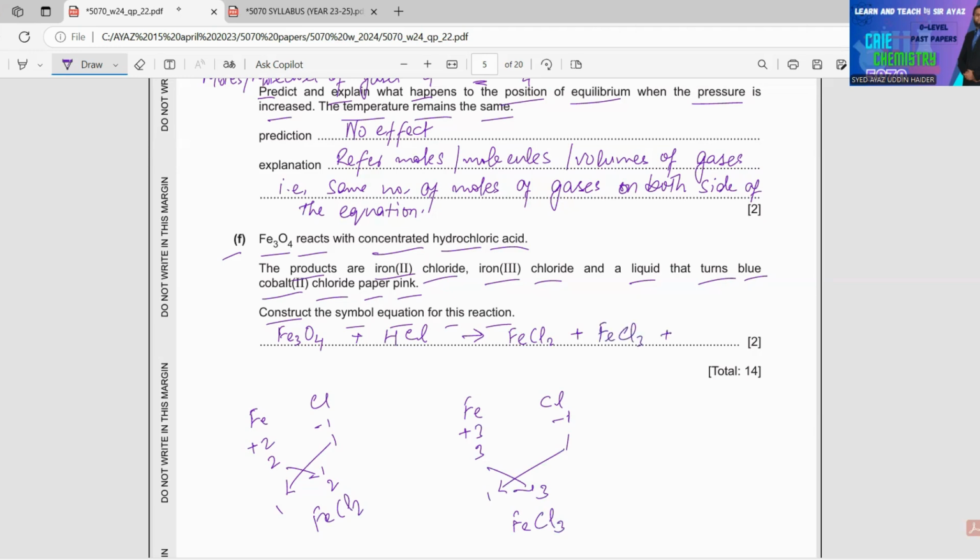And then you are getting a liquid that turns blue cobalt 2 chloride paper pink. It's actually anhydrous blue cobalt 2 chloride paper. Anhydrous means it's without water, and when water becomes chemically attached, it will turn pink. So that liquid is water. So I will write H2O(l). Now let's balance the equation.